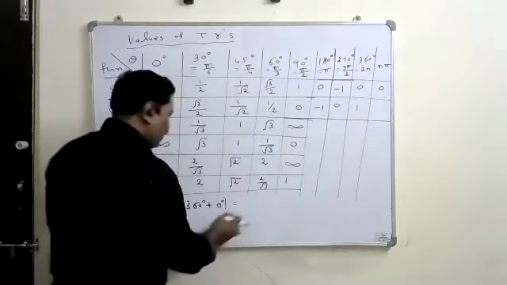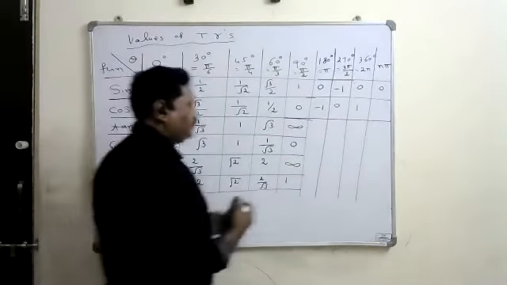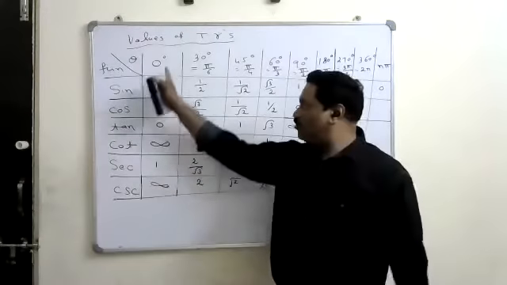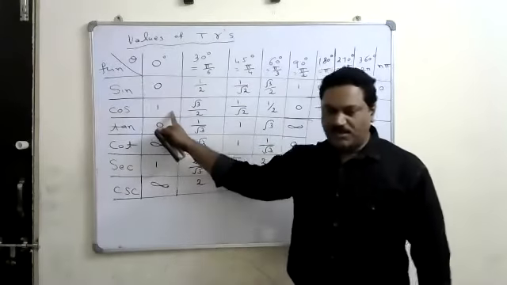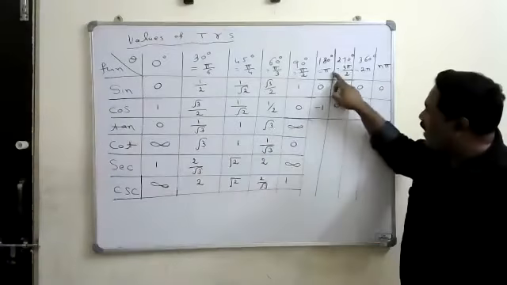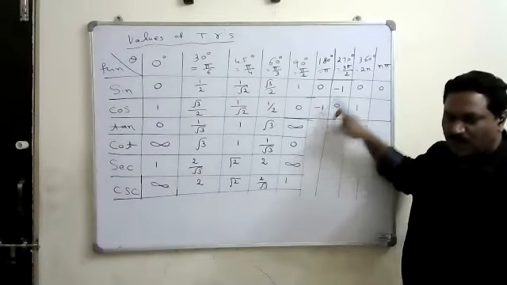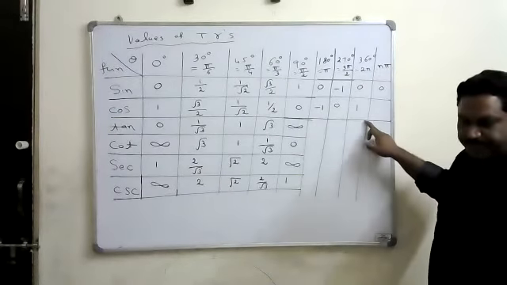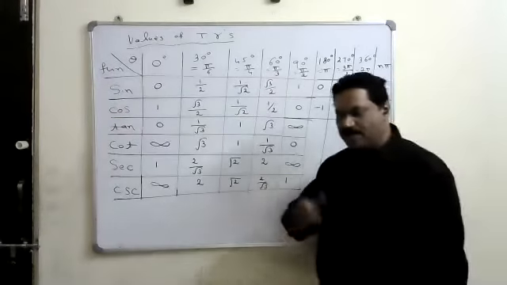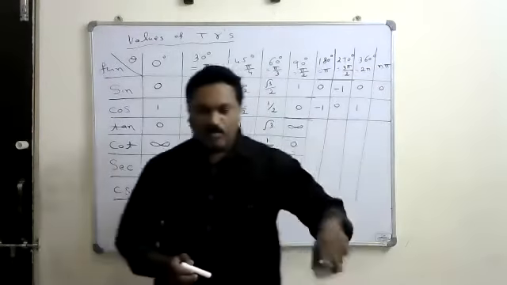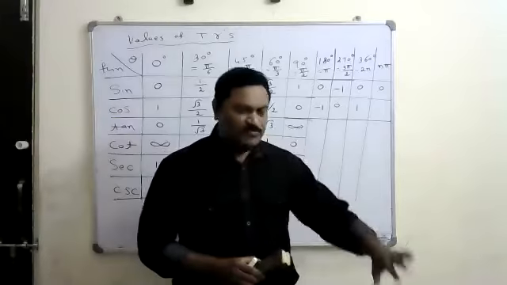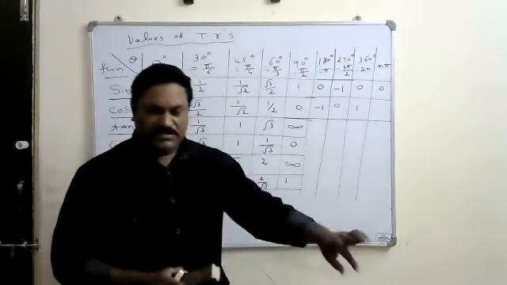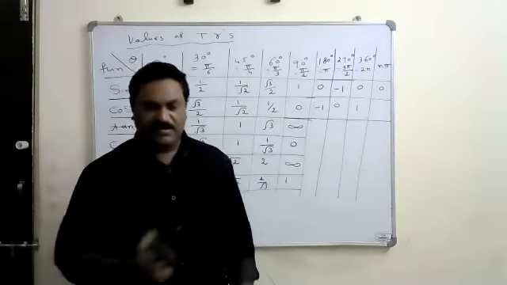Okay. Now, here you can observe it. Cos 0 value is 1. Cos pi is minus 1. Cos 2 pi is 1. Similarly, cos 3 pi is minus 1. Cos 4 pi is 1. Cos 5 pi is minus 1. Cos 6 pi is plus 1. Like that we will get it.